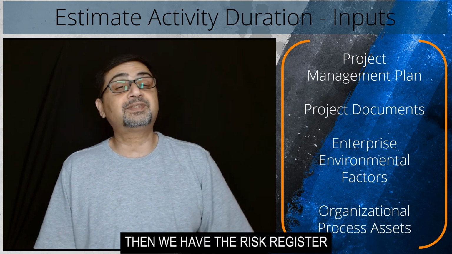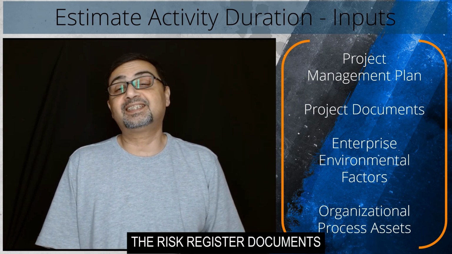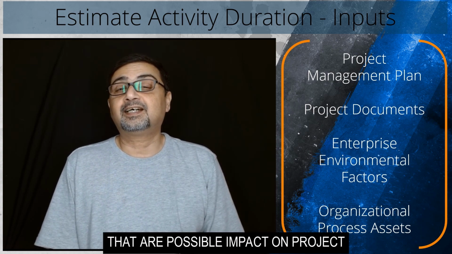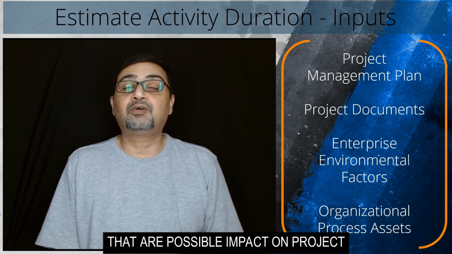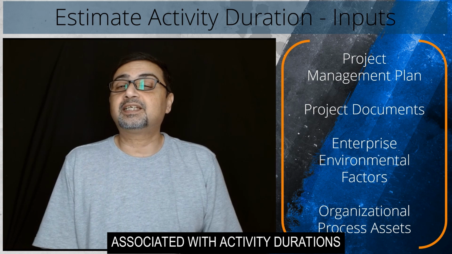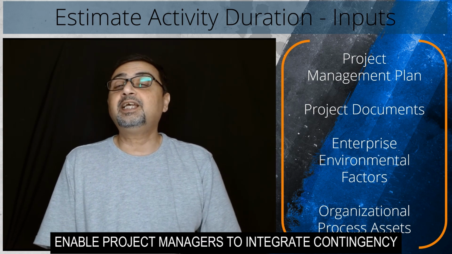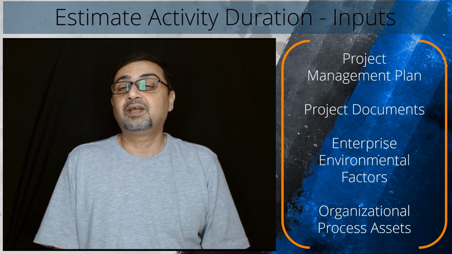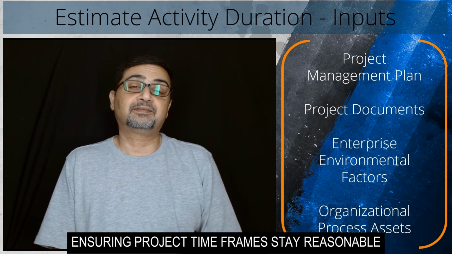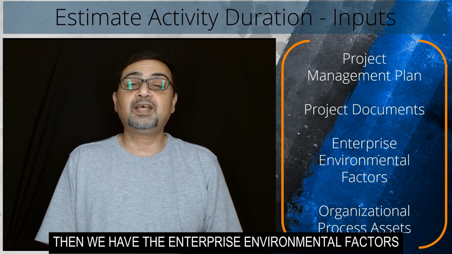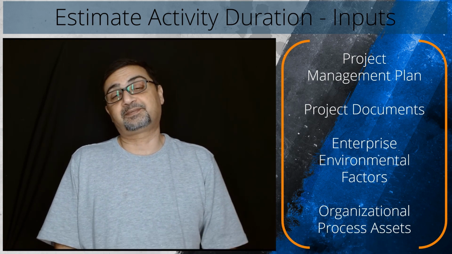Then we have the risk register. The risk register documents recognized hazards that could possibly impact the project. Assessing hazards associated with activity durations enables project managers to integrate contingency duration into their estimates, ensuring project timeframes stay reasonable.